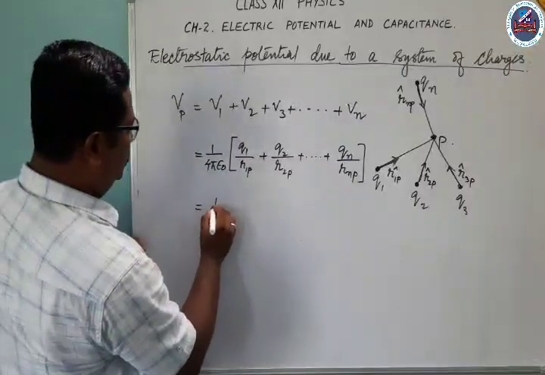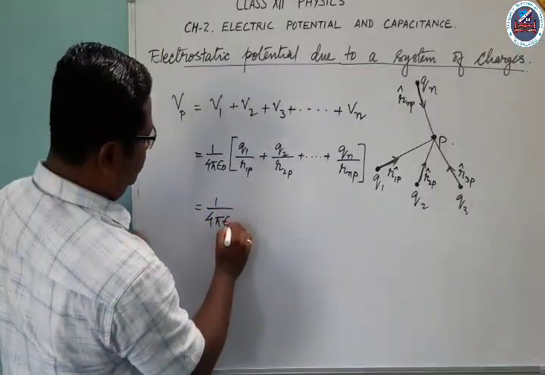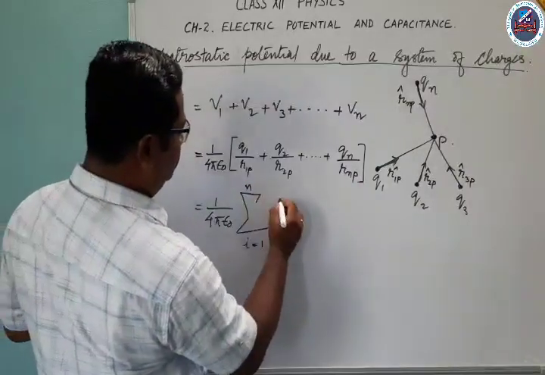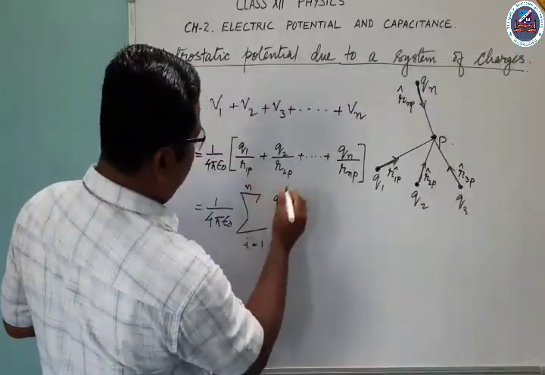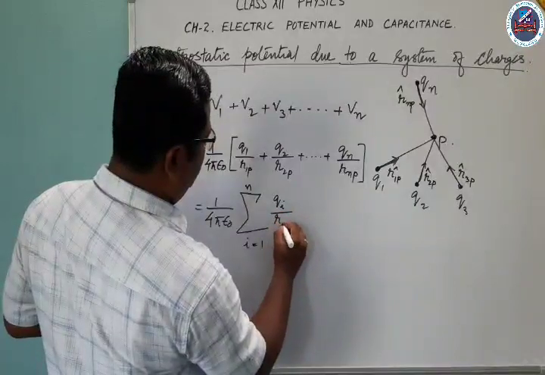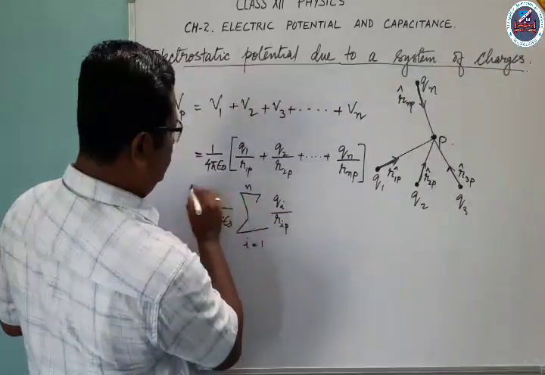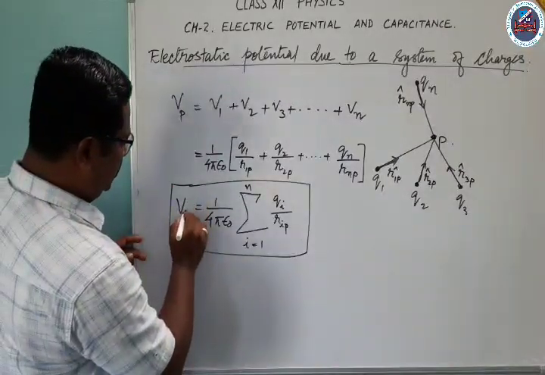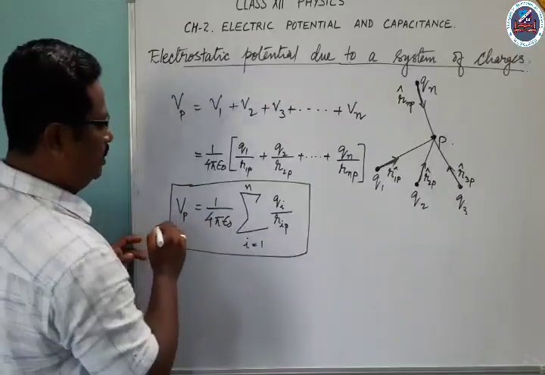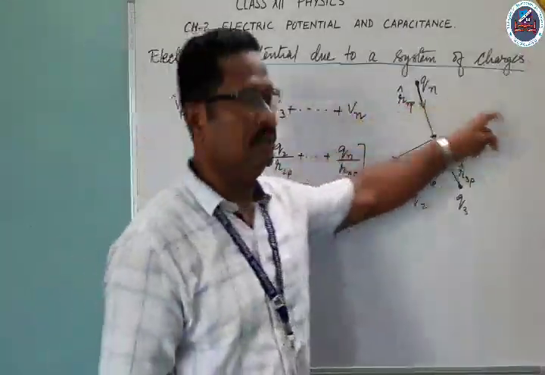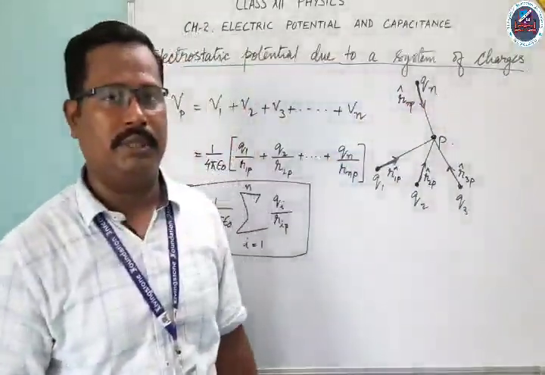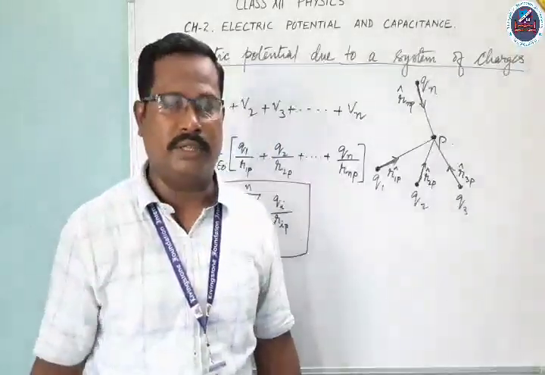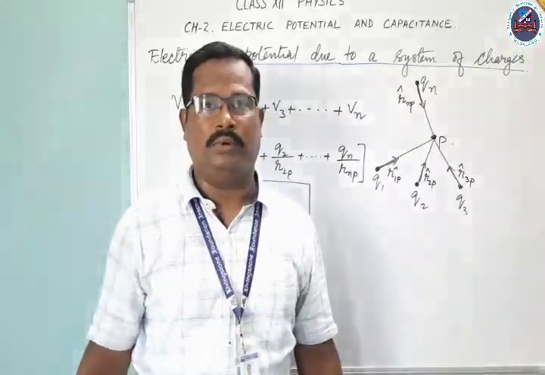This one, if you write as a whole, is 1 by 4 pi epsilon naught, summation i starts from 1 up to n, Qi by Rip. So this is the representation of electrostatic potential at a point P due to a system of charges. And the next topic that we are going to see is to find out the electrostatic potential due to an electric dipole.